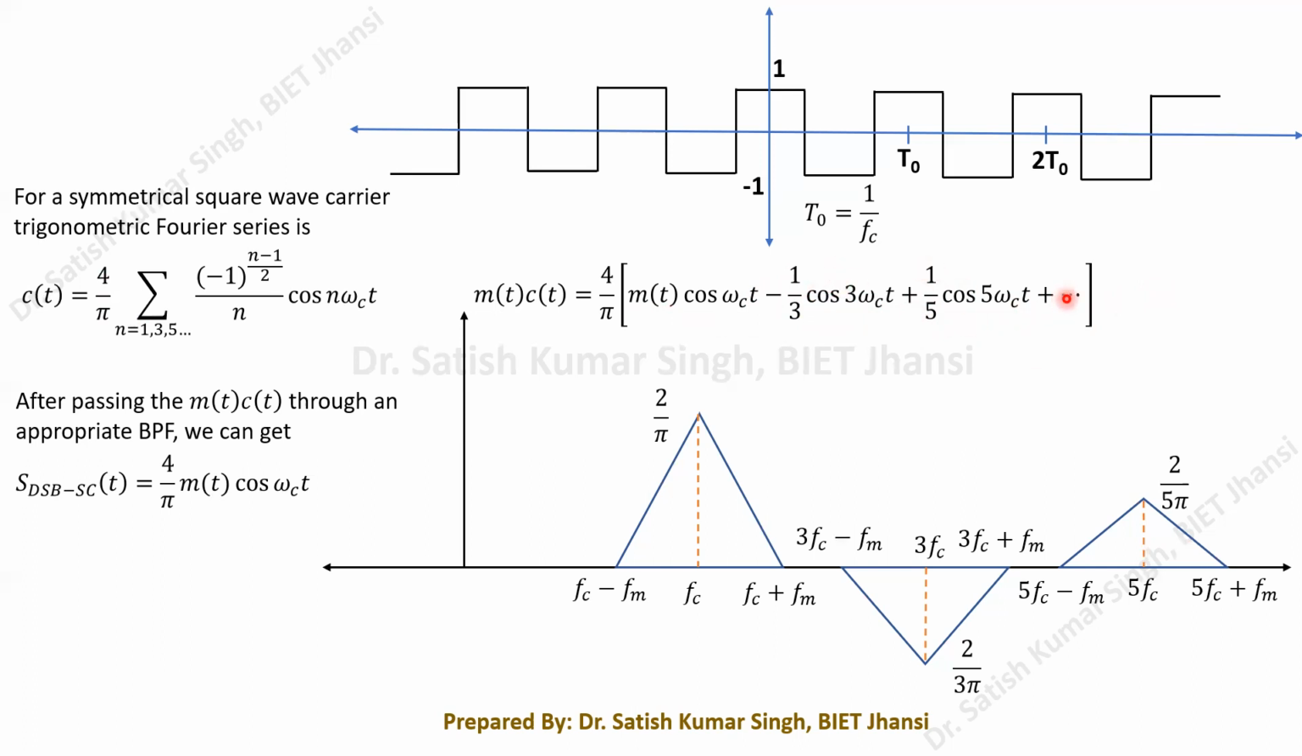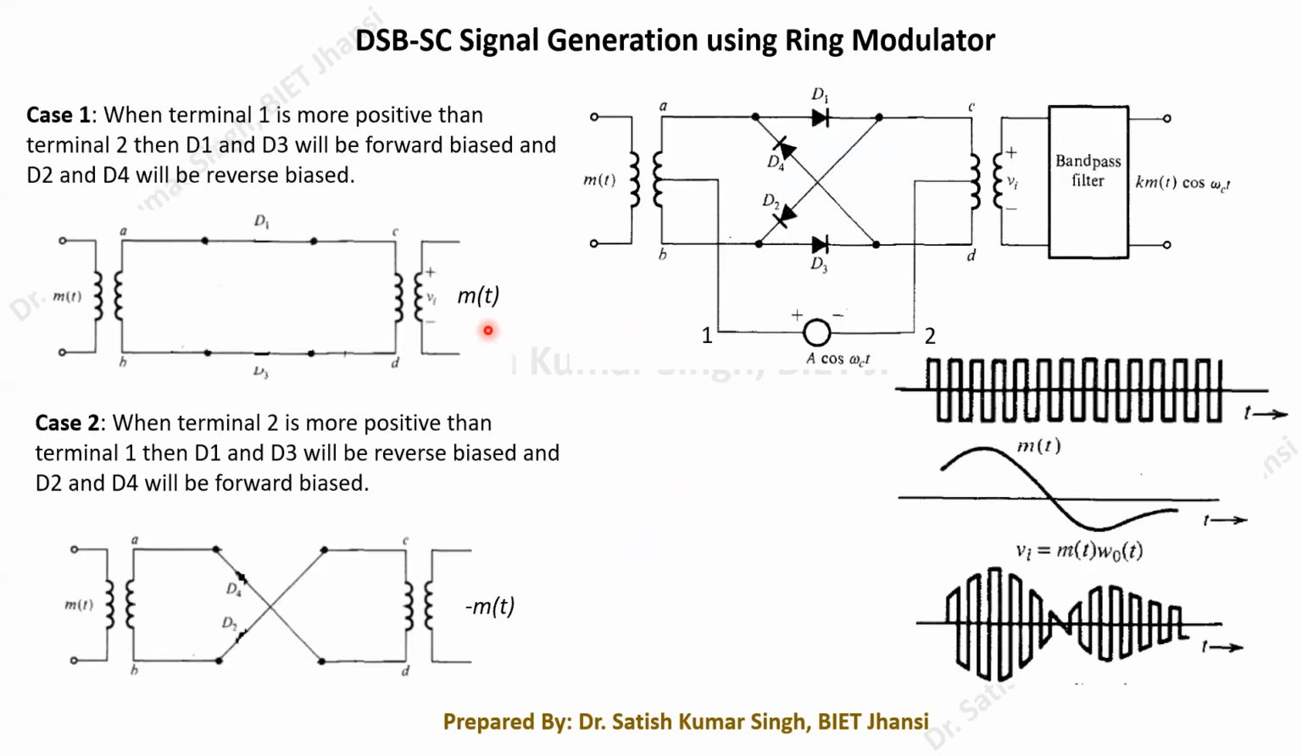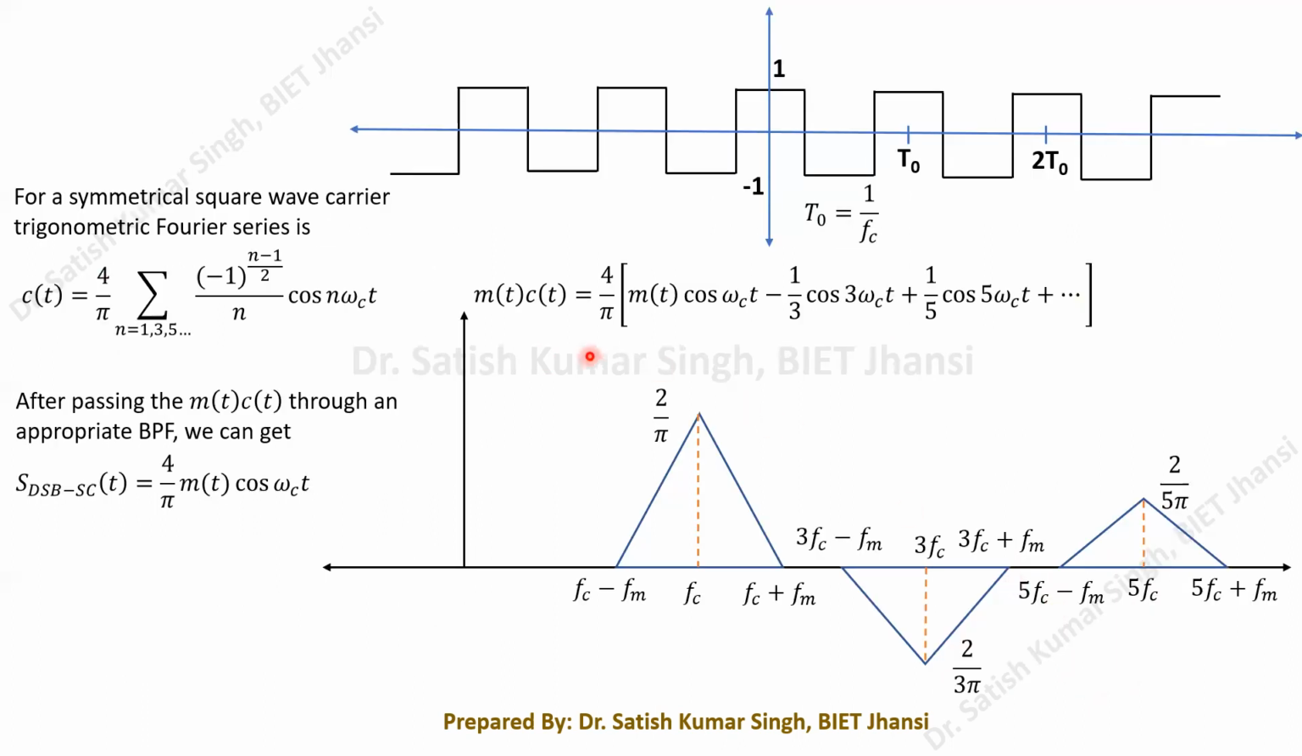So basically what we can see is the multiplication of m(t) into c(t). That means I'm talking about this waveform. The time domain representation of this particular waveform is m(t) into c(t), which is 4 upon pi m(t) cos omega ct. All the odd harmonics are present. Now again, we can see from this equation itself.